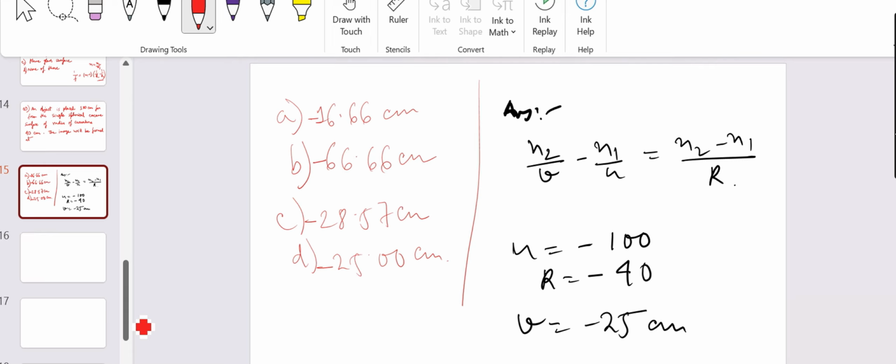So if we put these values here, n1 is 1 and n2, which is the glass, we will say that the glass refractive index is 1.5. Actually, glass refractive index varies a lot, between 1.4 to 1.7. You can say that it is 1.5, and water refractive index is 1.33. Okay, so if you put these values here, you will get v is minus 25.